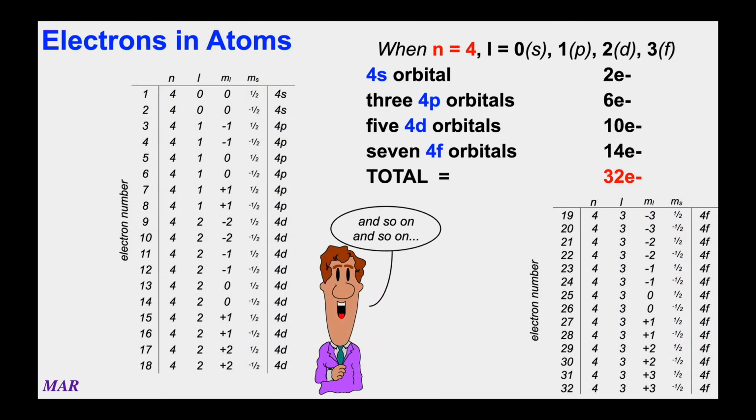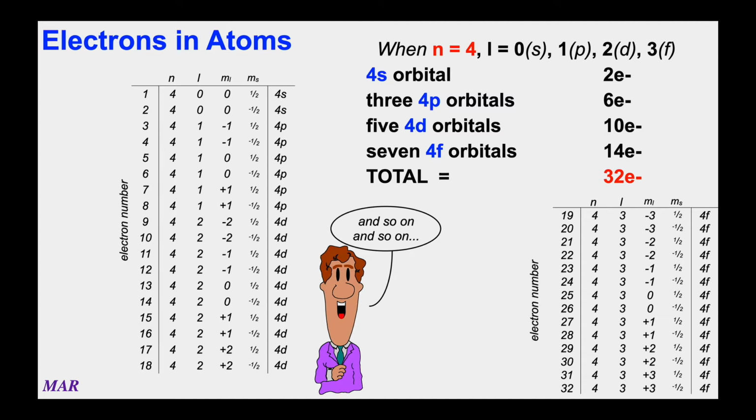Here's n equals 4. When n equals 4, L goes to 0, 1, 2, and 3. Remember, you go up to n minus 1. So now we have an f subshell. And again, like before, 2, 6, 10 for the s, p, and d. And you guessed it, the f, the next one, will have 4 more than the d, so it's going to have 14 electrons total.